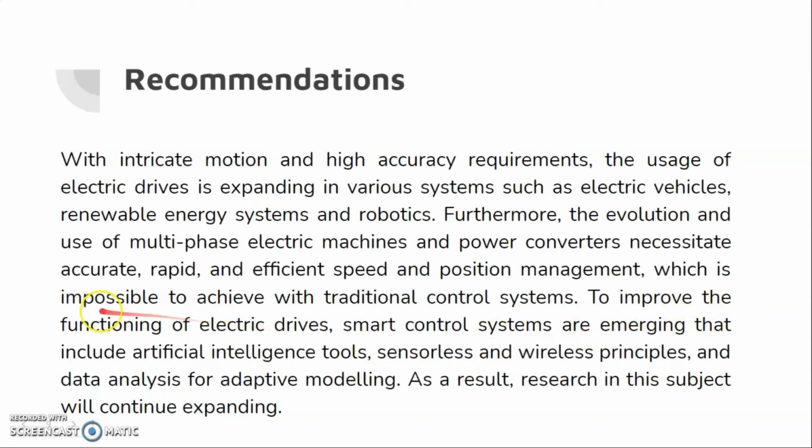To improve the functioning of electric drives, smart control systems are emerging that include artificial intelligence, sensorless and wireless principles, and data analysis for adaptive modeling. As a result, research in this subject will continue expanding. That's all for my presentation on conclusion and recommendation. Thank you.